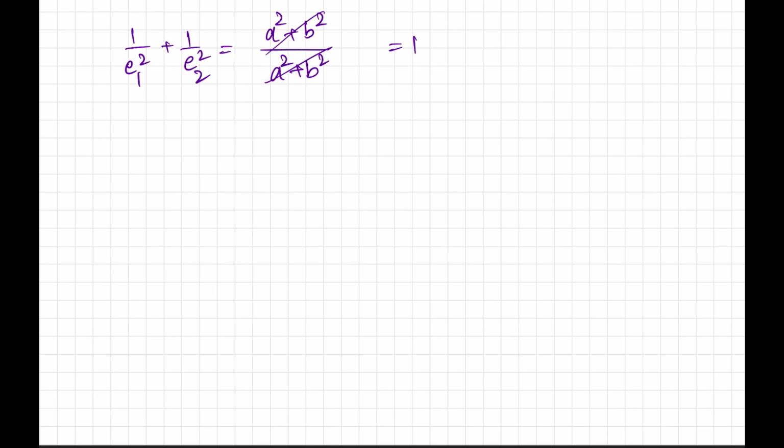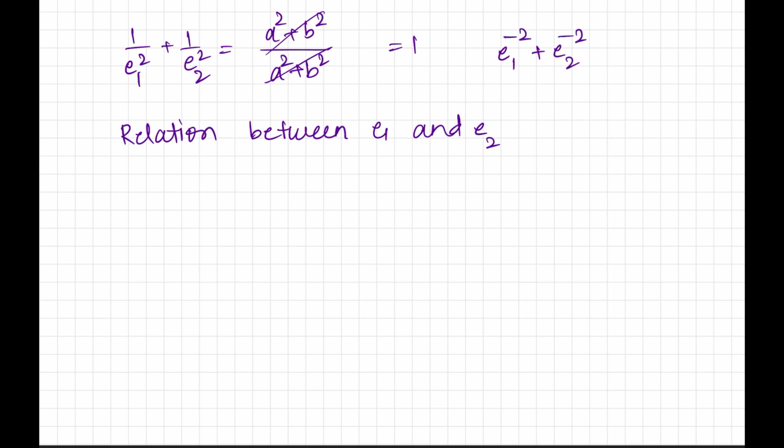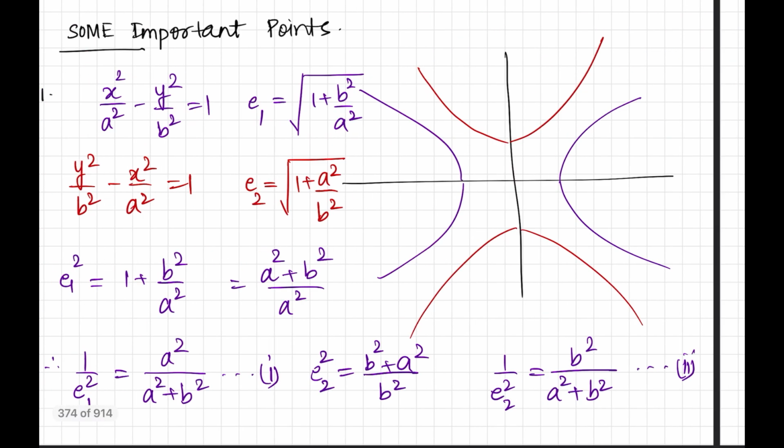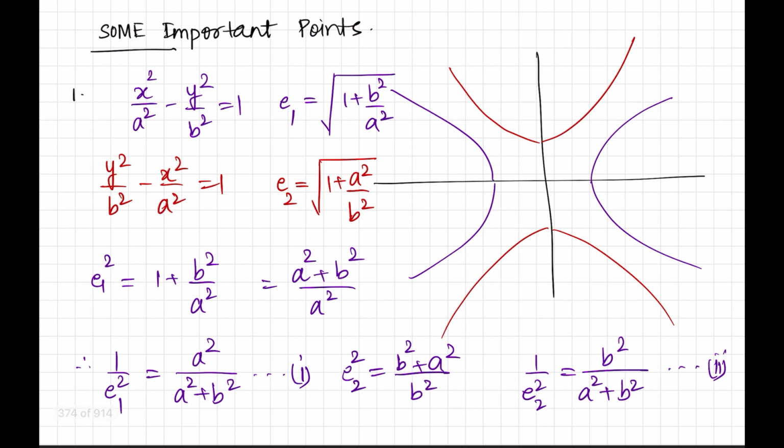So this is the relation between E1 and E2. Sometimes this is also written as E1 raised to minus 2 plus E2 raised to minus 2 equals 1. So this is a very important result you should always keep in mind. Now let us go on to the second relation.